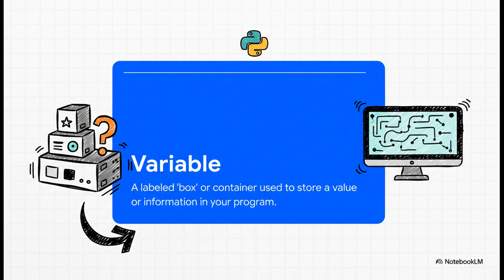The best way to think about a variable is like a labeled box. You can put something inside the box, give it a name, and whenever you need what's inside, you just call it by its label. It's the most basic way programs store information.